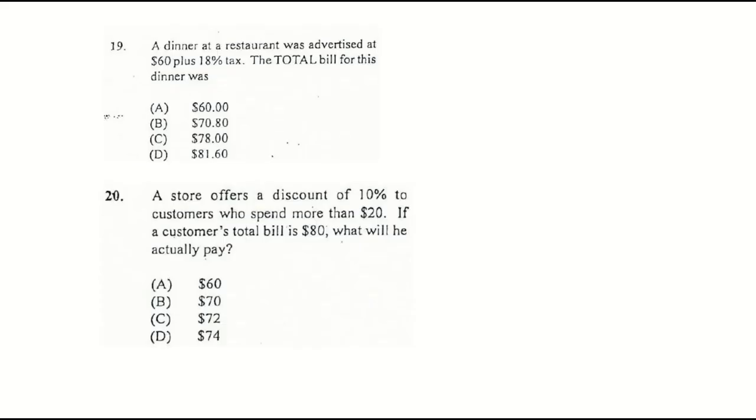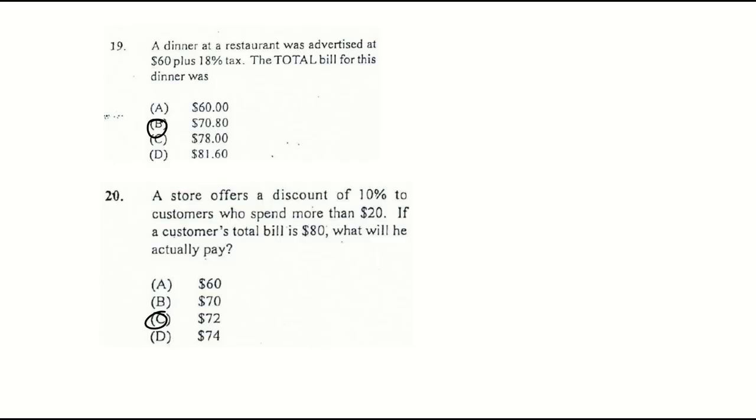Number 19, sorry. A dinner at a restaurant, $60 plus tax, is a repeated question. We found 18% of 60 is 10.80. You add it to $60, which is $70.80. A store offers a discount of 10% to customers who paid more than $20. If the customer's bill is $80, what will he actually pay? You found 10% of 80, which is $8, and then you subtract it from 80, which was 72.